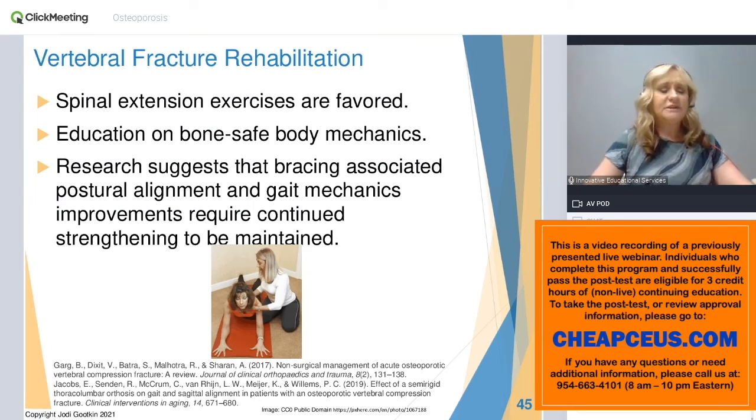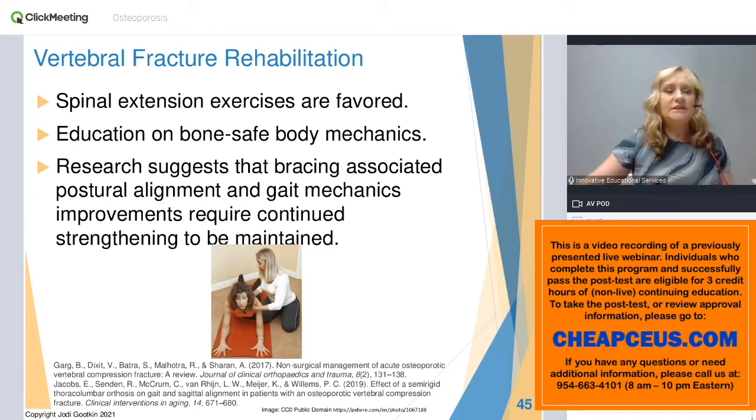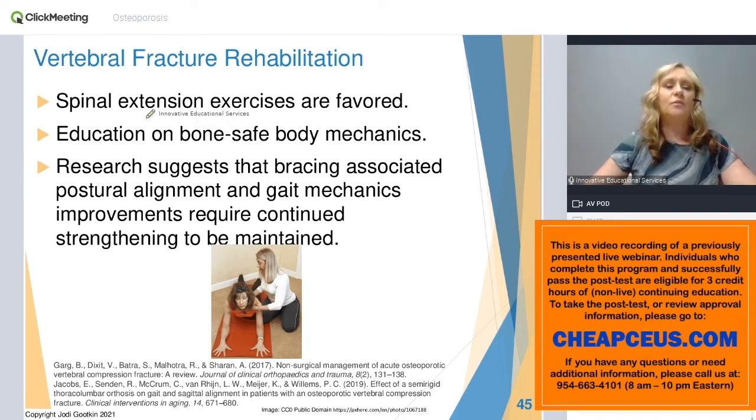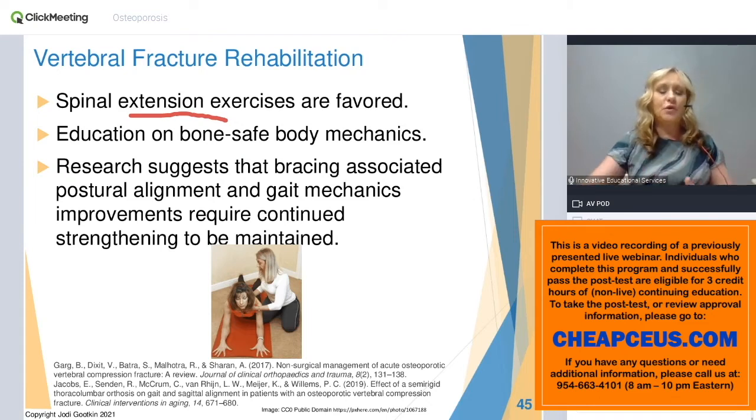Rehabilitation is going to be similar for the different levels of vertebral fracture. The 2017 Journal of Orthopedic Trauma reviewed a number of different studies to look for trends in successful management. They didn't come up with one specific protocol, but what they did find is that unloading the anterior column is so important because that's where the body tends to have more compressive force that can't tolerate the loading. Spinal extension exercises are favored in order to decrease that anterior loading.